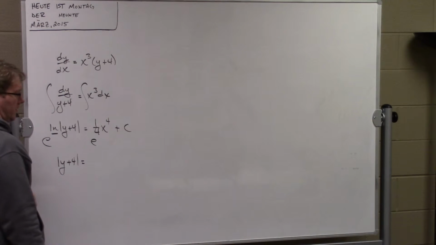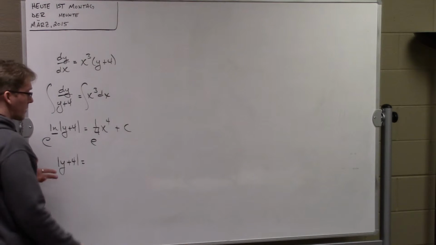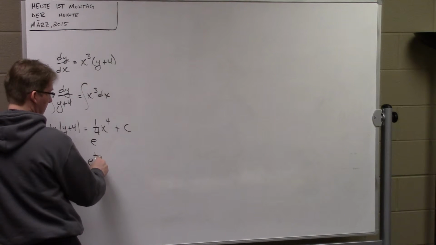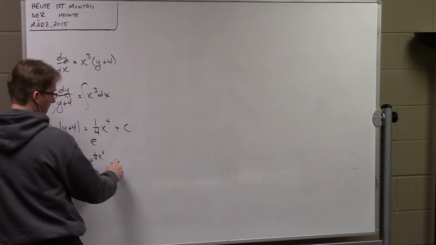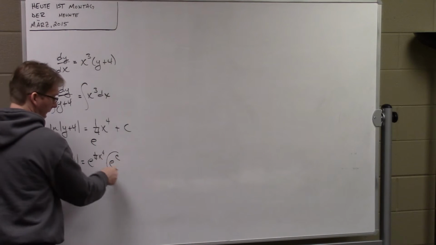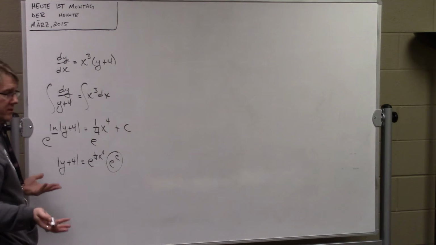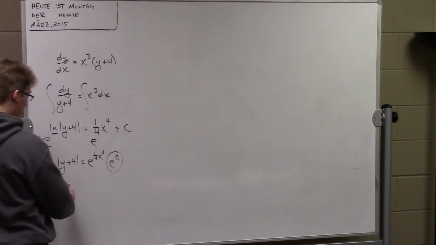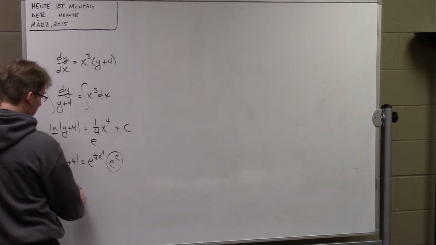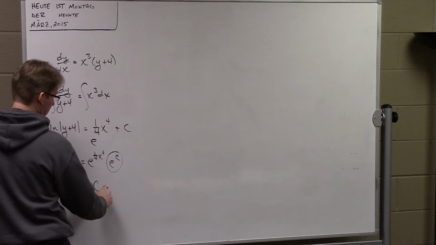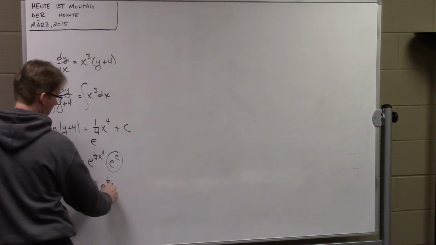How much scratch work do you want to see here? We can break this down and make this into all e to the 1/4 x to the 4th times e to the c. That is just a random constant. E to some number is just a random number, whatever that is. So I'd have absolute value of y plus 4 is equal to c e to the 1/4 x to the 4th.